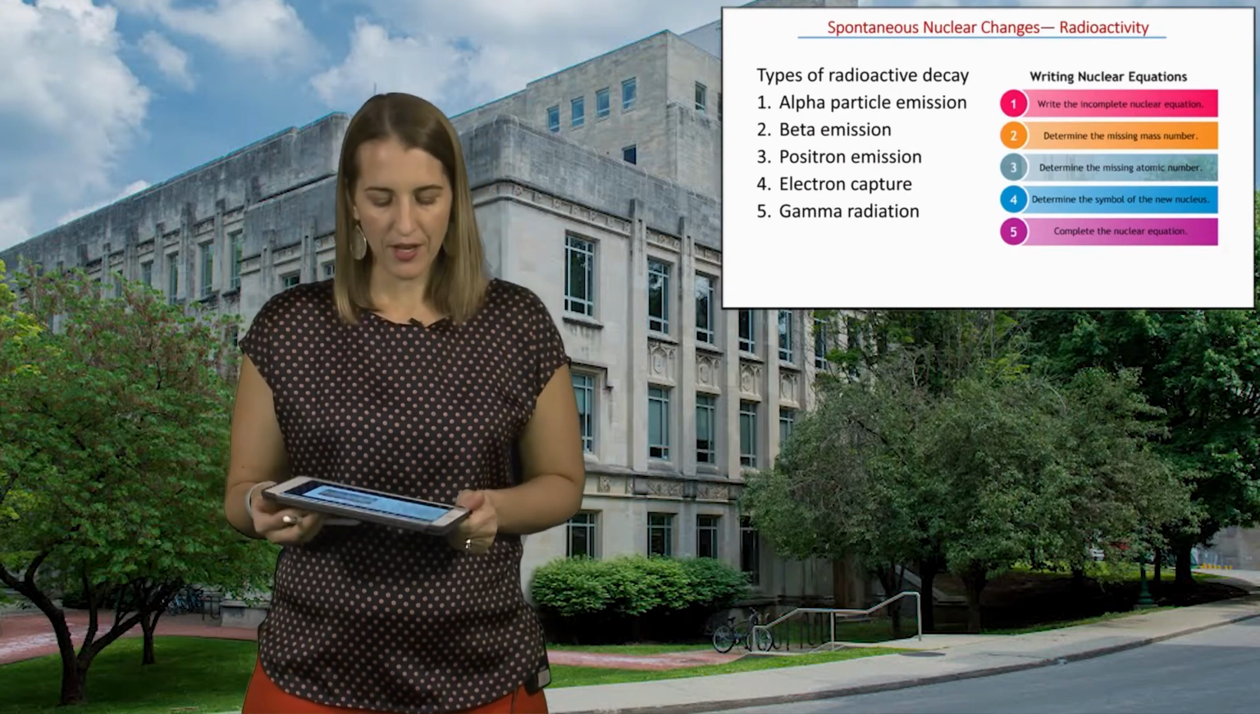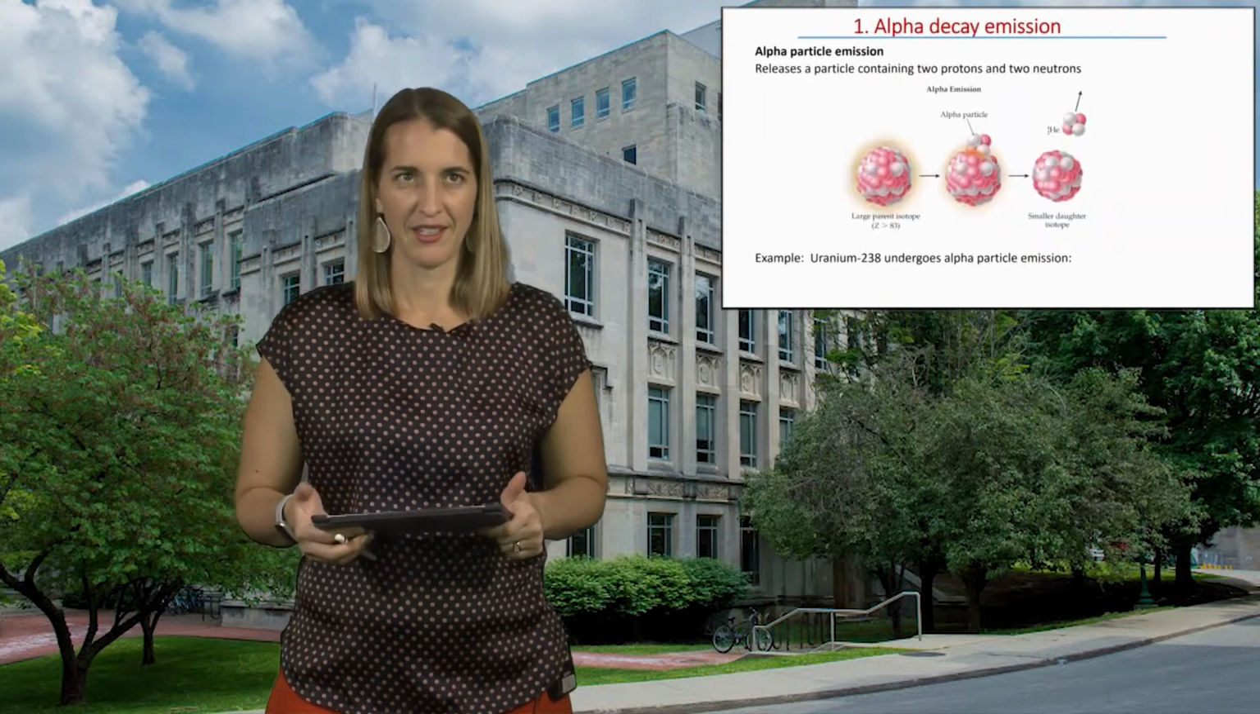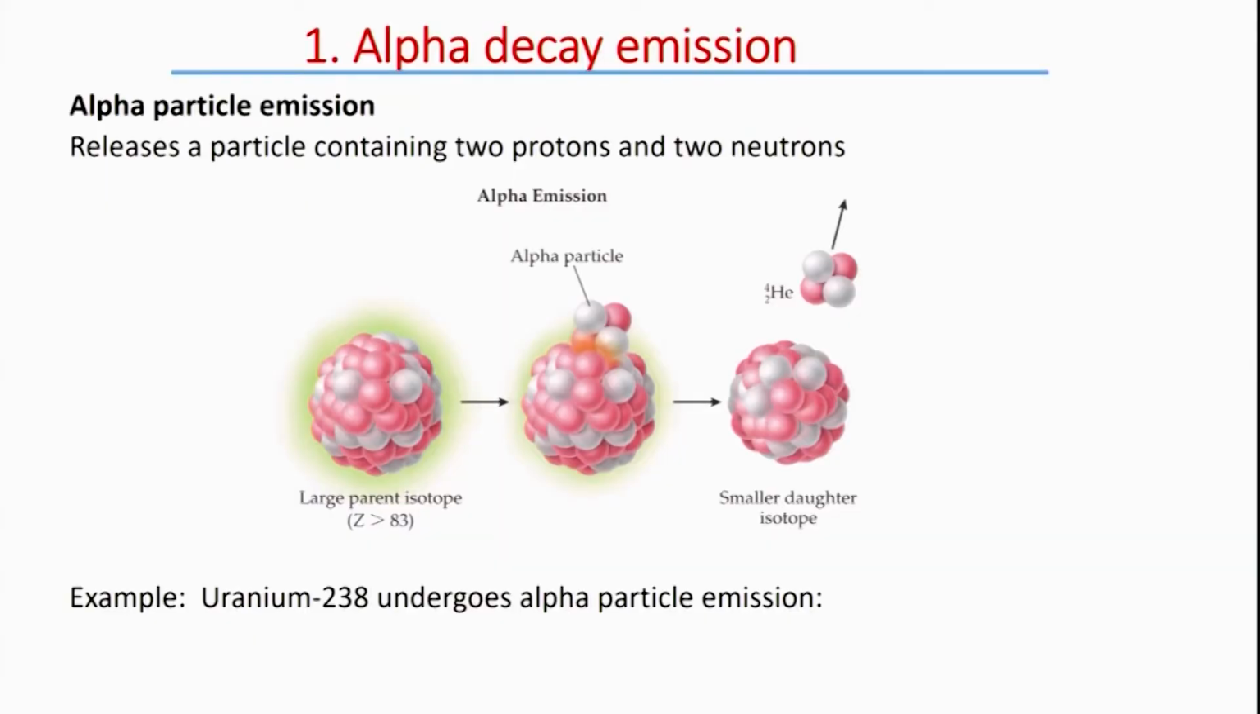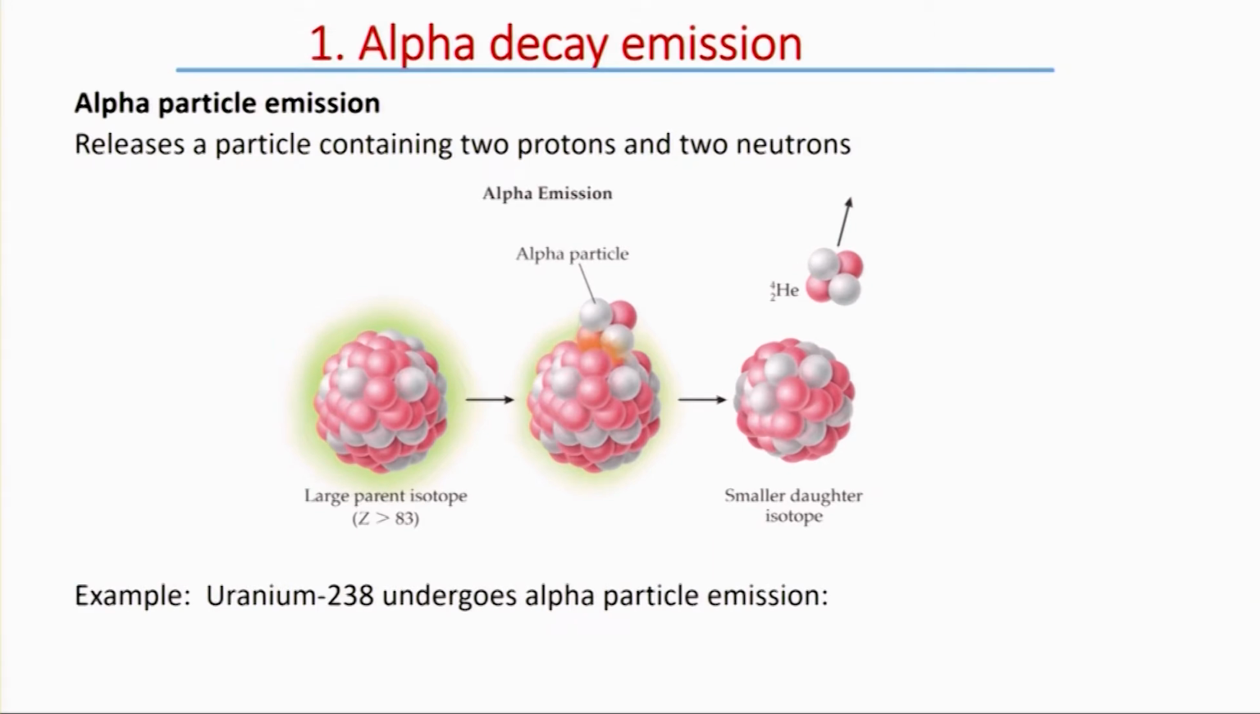All right, let's start with alpha particle emission. Alpha particle emission is our first one that we're going to be looking at. That's the one with a helium nucleus. So you have an initial radioactive isotope. We call this the parent isotope. This one is your initial one. And then it goes through some type of decay. In this case, this is going to release an alpha particle. So you can see here it's coming out.